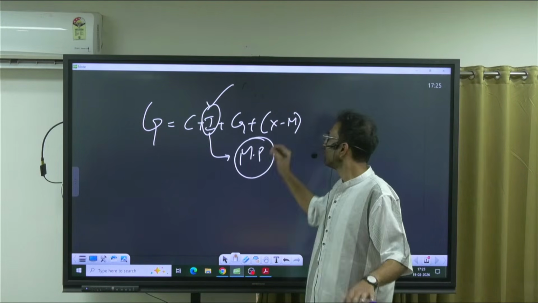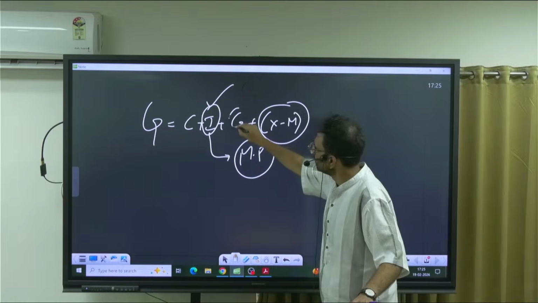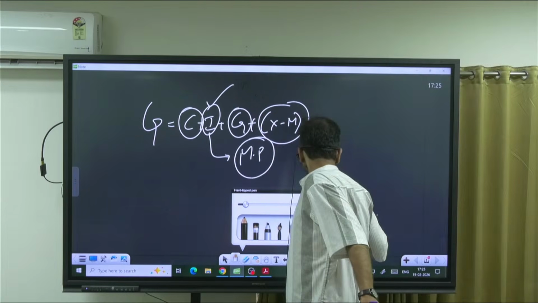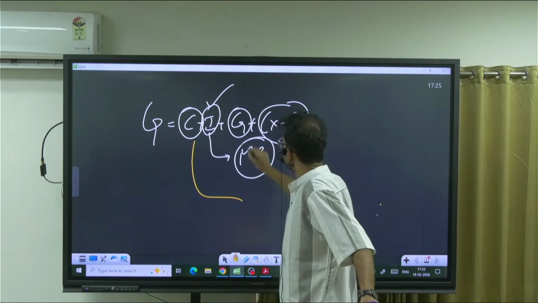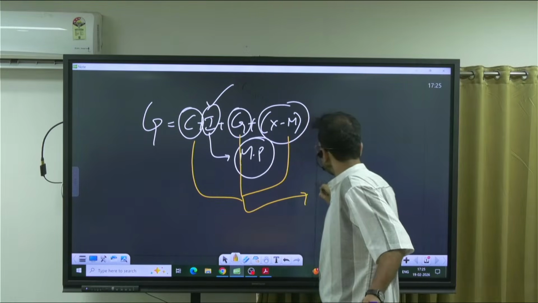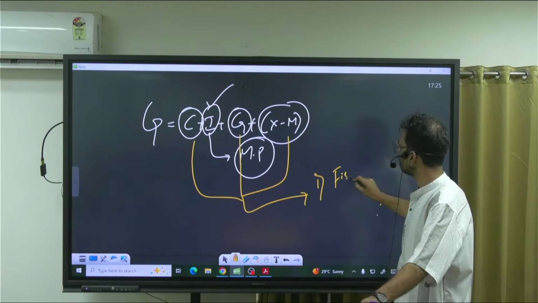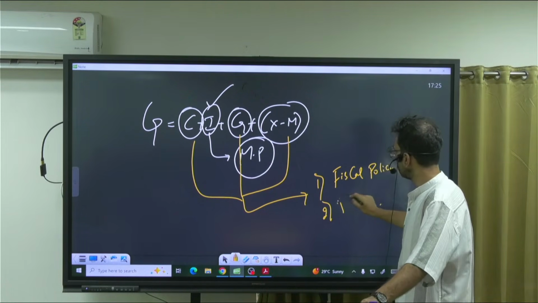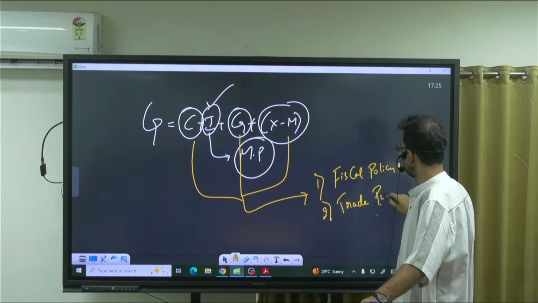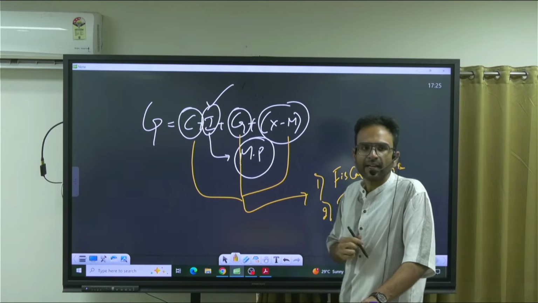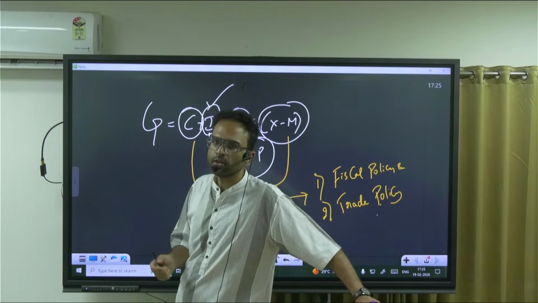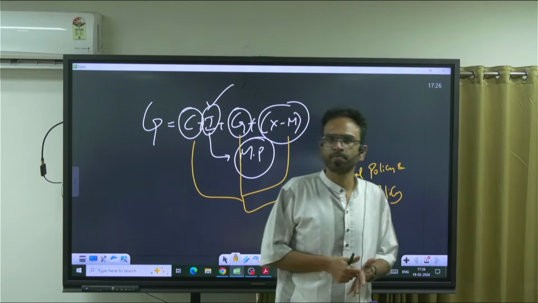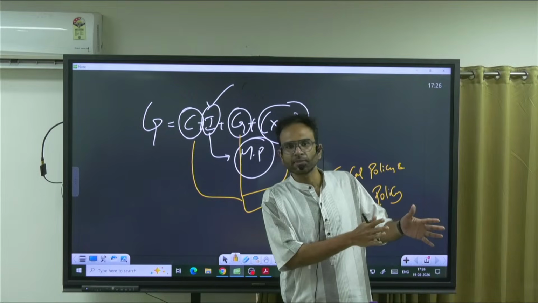The second factor, X minus M and G, these parts and also the consumption are mainly a product of one, our fiscal policy, and two, trade policy. So is it safe to say that our economic growth is a function of fiscal policy, monetary policy, and trade policy? Okay, this is the policy aspect of it.